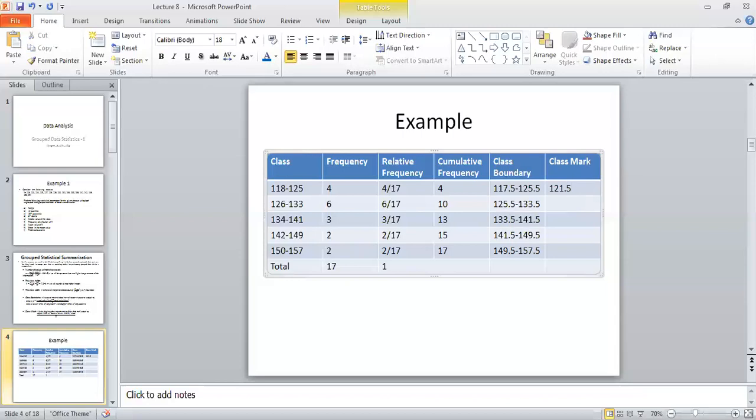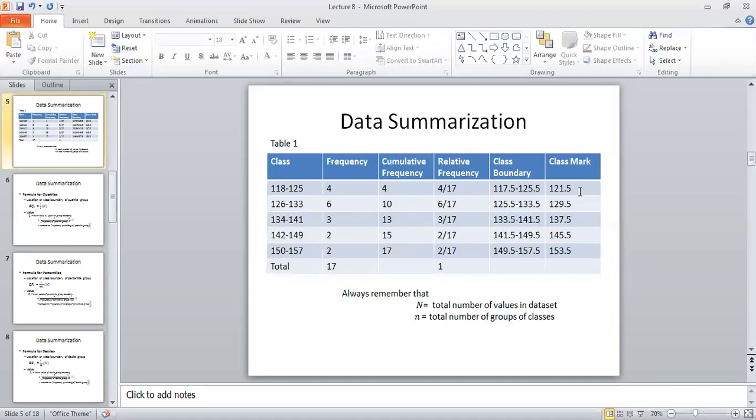For 126 and 133, the average of the two is 129.5. Similarly, for 134 and 141, the average of the two is 137.5. Likewise, for 142 and 149, the average of the two is 145.5. And lastly, for 150 and 157, the average of the two is 153.5. This completes our class interval table. A similar table has already been made and is shown over here, so you can see that the table we just made is the same as this one.